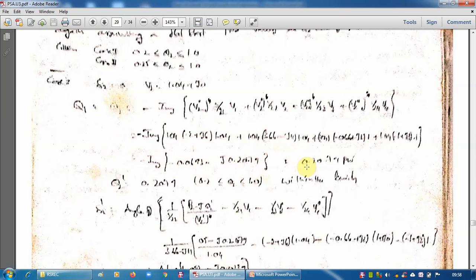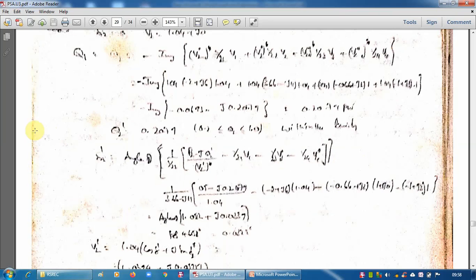So that is equal to 0.2079 per unit. So what is the value we obtained? 0.2079. This is the value. Now what I said, if limits are given, we have to check whether this value is within the limits or not.